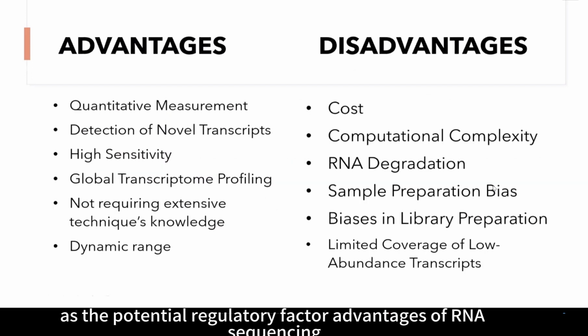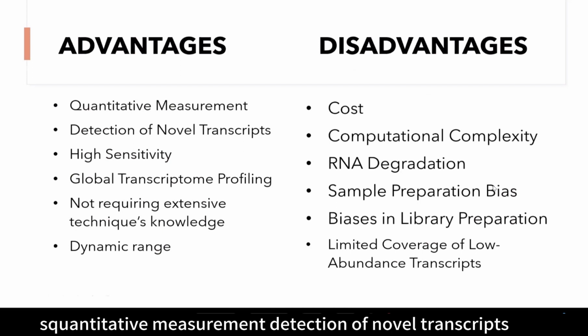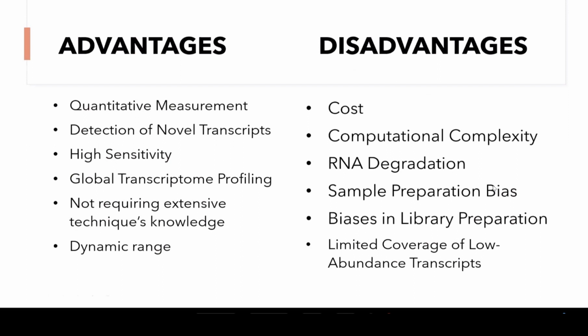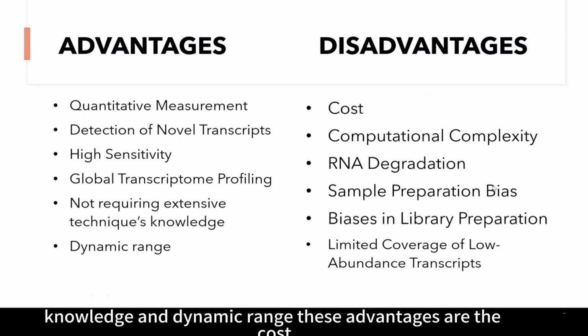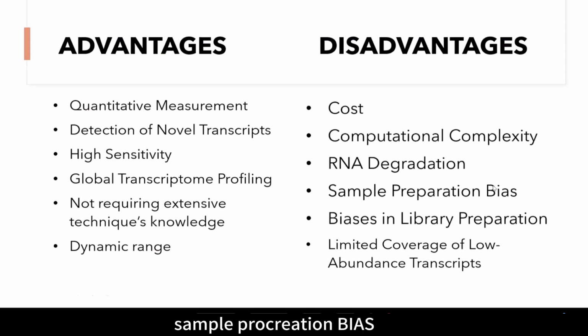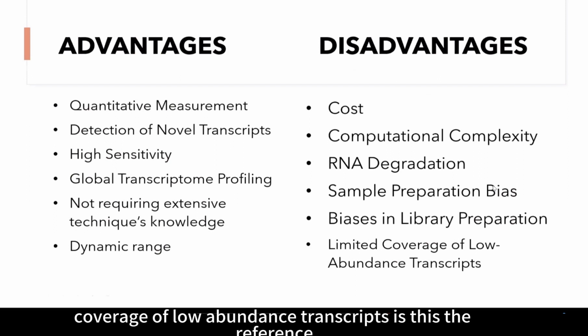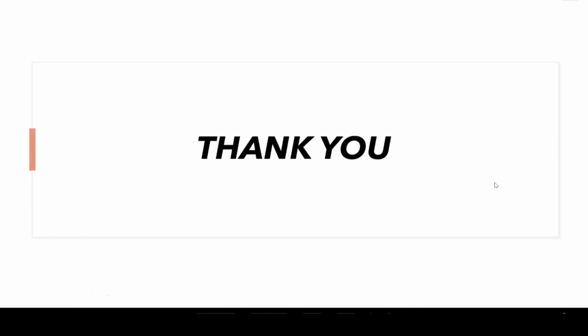Advantages of RNA sequencing are quantitative measurement, detection of novel transcripts, high sensitivity, global transcriptome profiling, not requiring extensive technical knowledge, and dynamic range. Disadvantages are the cost, computational complexity, RNA degradation, sample preparation bias, biases in library preparation, and limited coverage of low abundance transcripts. This is the reference. Thank you.